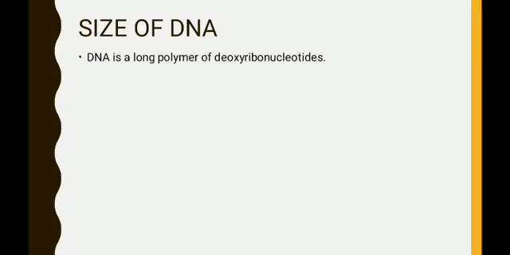DNA is a long polymer of deoxyribonucleotides. Four types of many deoxyribonucleotides are joined together to form a chain of nucleotides that is called a polynucleotide chain. So it is known as a polymer. So DNA is a long polymer of deoxyribonucleotides.